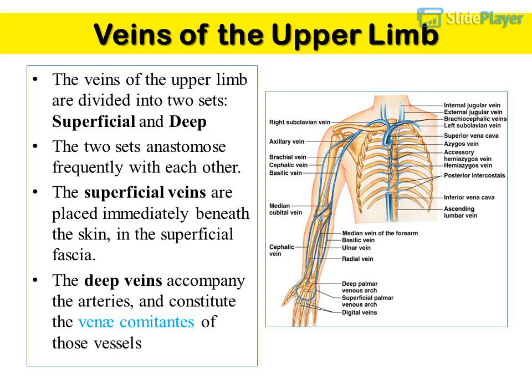Veins of the upper limb. The veins of the upper limb are divided into two sets, superficial and deep. The two sets anastomose frequently with each other. The superficial veins are placed immediately beneath the skin, in the superficial fascia. The deep veins accompany the arteries and constitute the venae comitantes of those vessels.